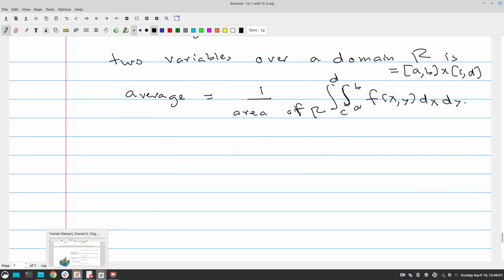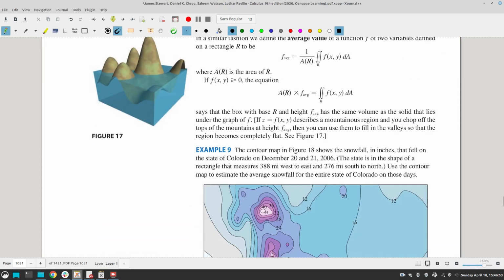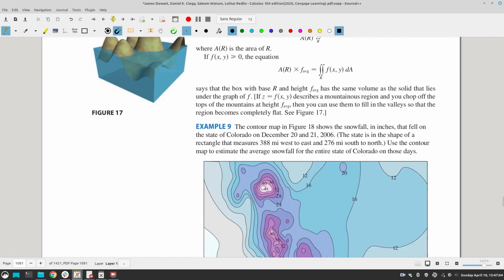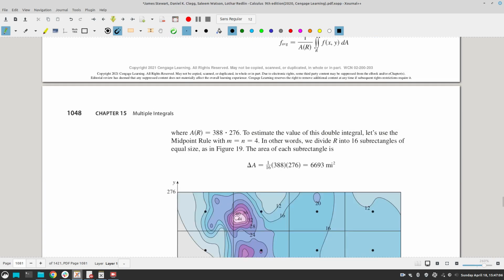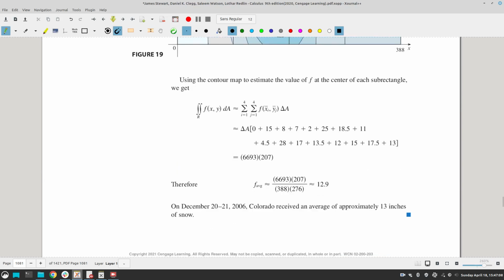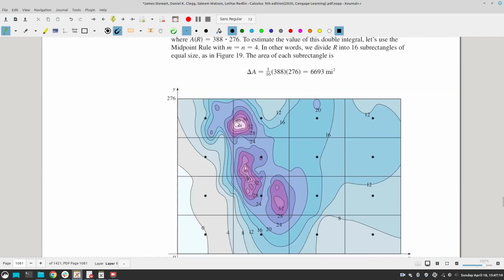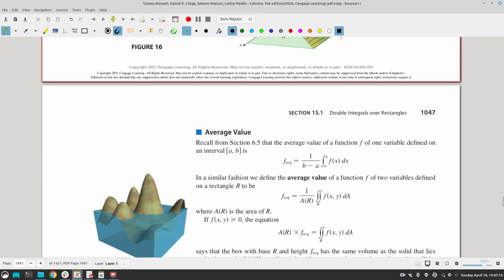Right, so you could use the average value, of course, to find the area if f is greater than 0. And yeah, just plug in the function and the area, and you can get the average value.